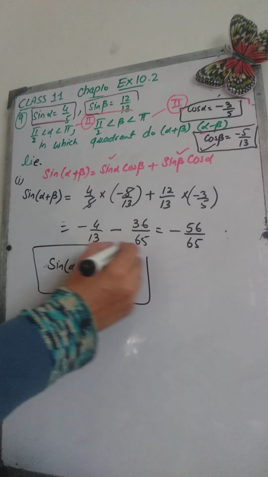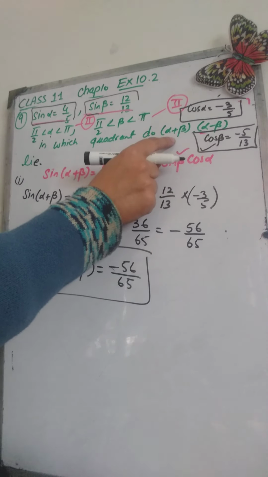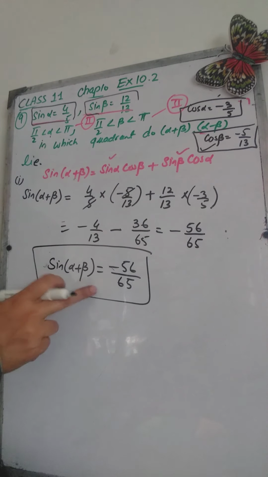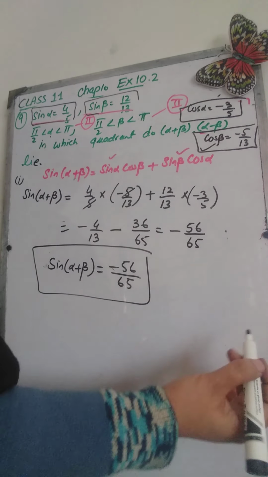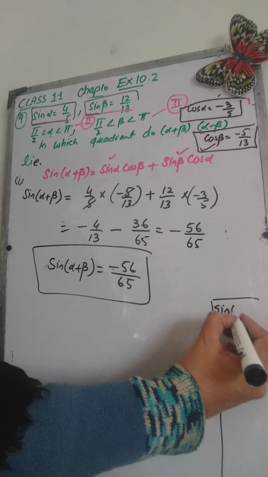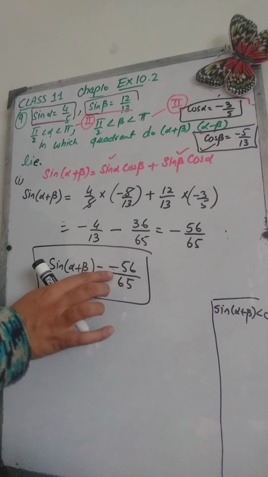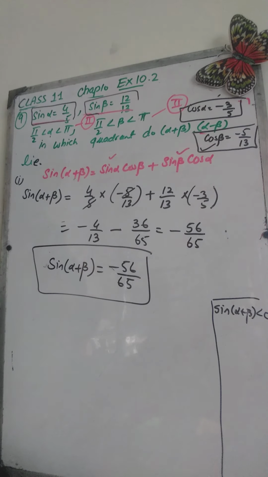Now we are going to remember this result because we will need it when we decide the quadrant in which alpha plus beta and alpha minus beta lie. This will help us. So we will write it down somewhere. Let me take notes over here. Sine of alpha plus beta is less than 0. This is what it indicates because there is a negative sign with it. Now let's do some other parts also. This completes the first part of this question.